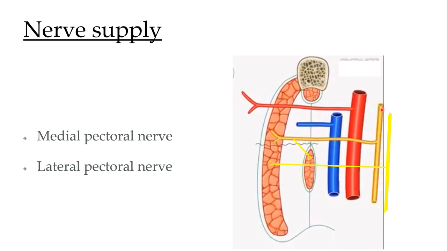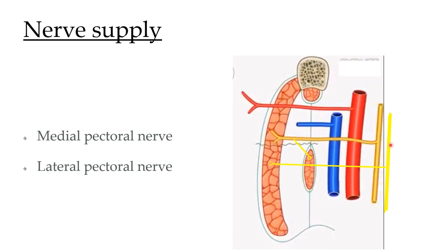In this representation, this represents the lateral cord of the brachial plexus. One of the branches of the lateral cord of the brachial plexus is the lateral pectoral nerve. So this represents the lateral pectoral nerve. After it pierces the clavipectoral fascia, this is the clavipectoral fascia, it gives a branch which innervates the pectoralis minor muscle. This is pectoralis minor and this is pectoralis major. So it gives a branch to innervate the pectoralis minor muscle, and then the nerve proceeds further towards the pectoralis major muscle and innervates the muscle.